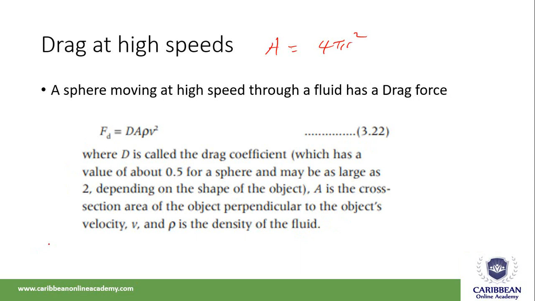Now imagine if the object was at high speed. If the sphere was moving through the fluid at great speed, then we would consider the frictional drag force as d times the area times the density times v squared, where d is just a drag coefficient, A is the area of the sphere, rho is the density and v is the object's velocity.